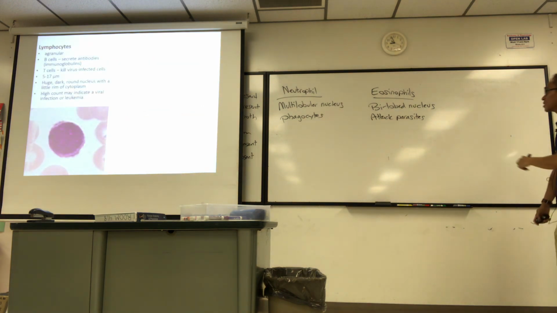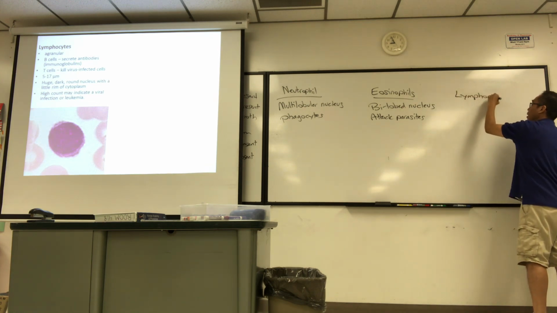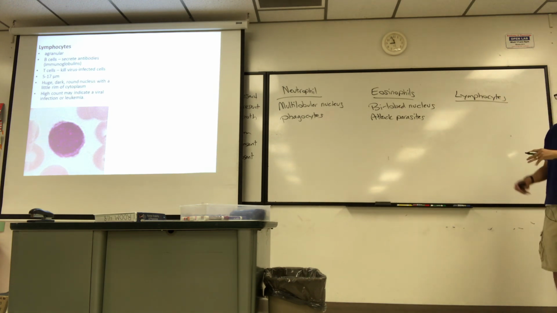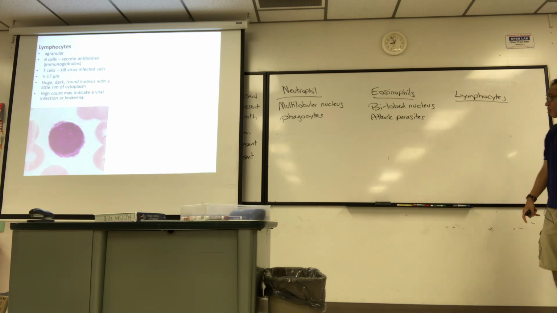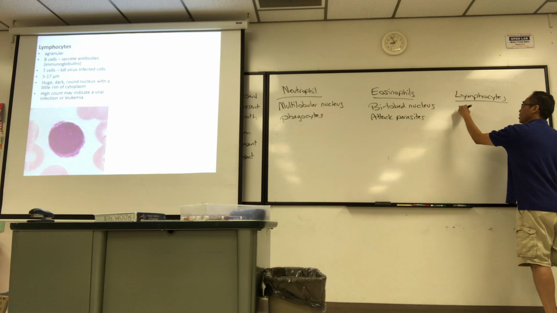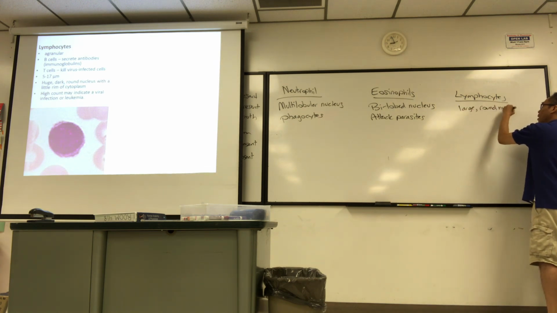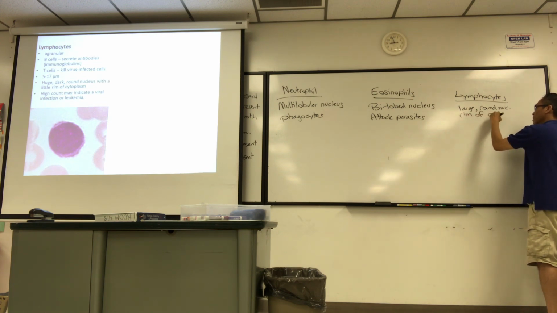Now the lymphocytes, usually when I see them, they're all nucleus. You barely see the cytoplasm. Maybe you see a little rim of cytoplasm, that's it. It's just a large round nuke. Maybe a little rim of cytoplasm.